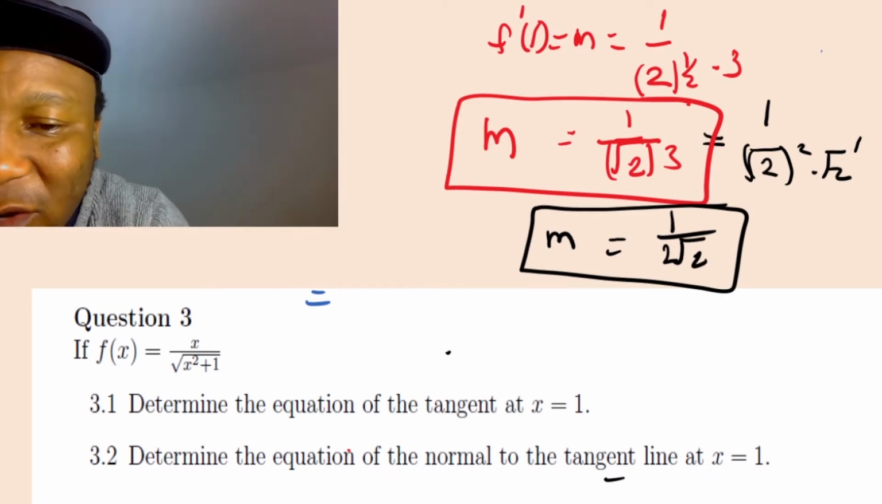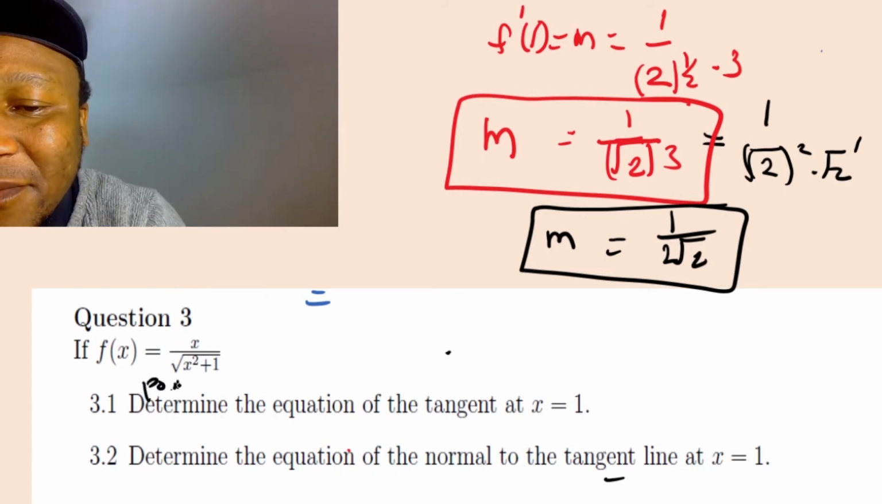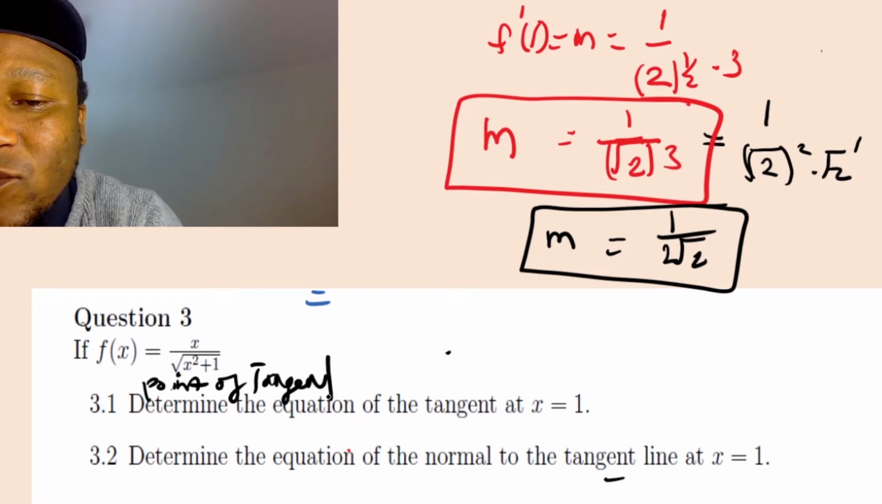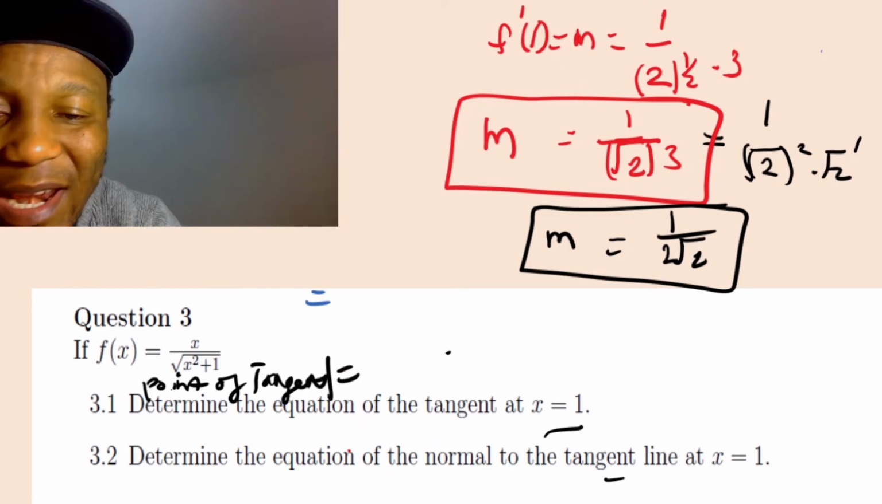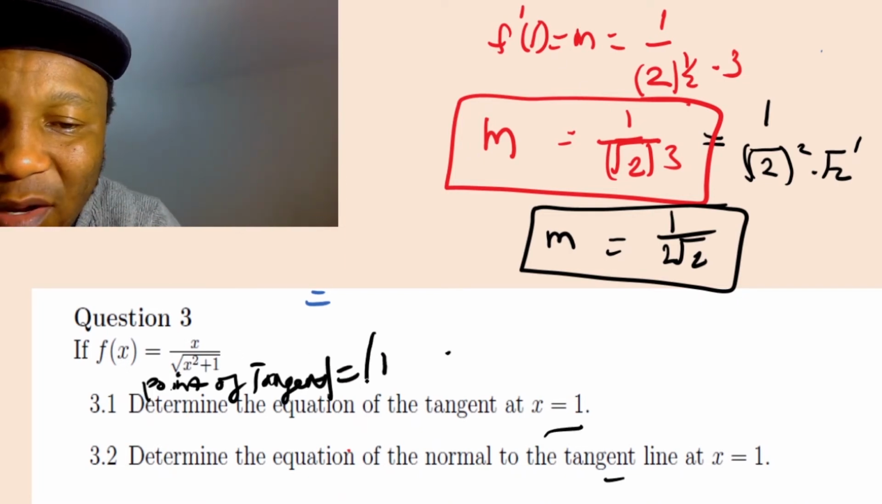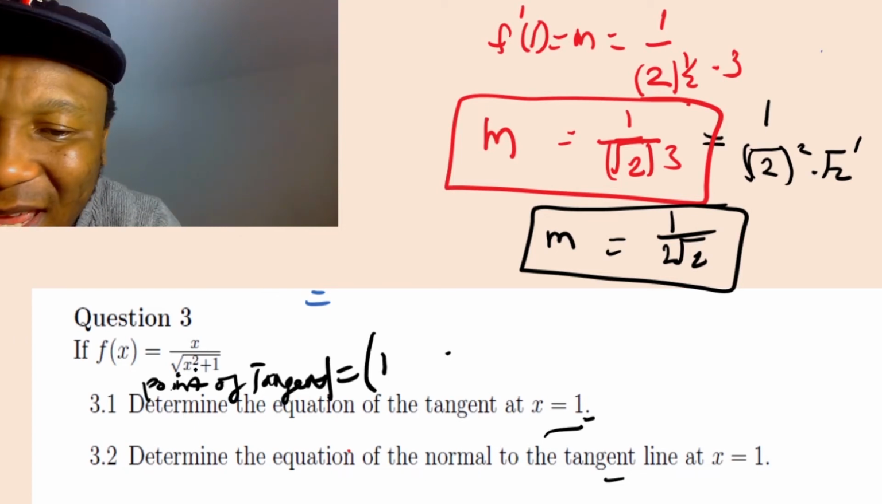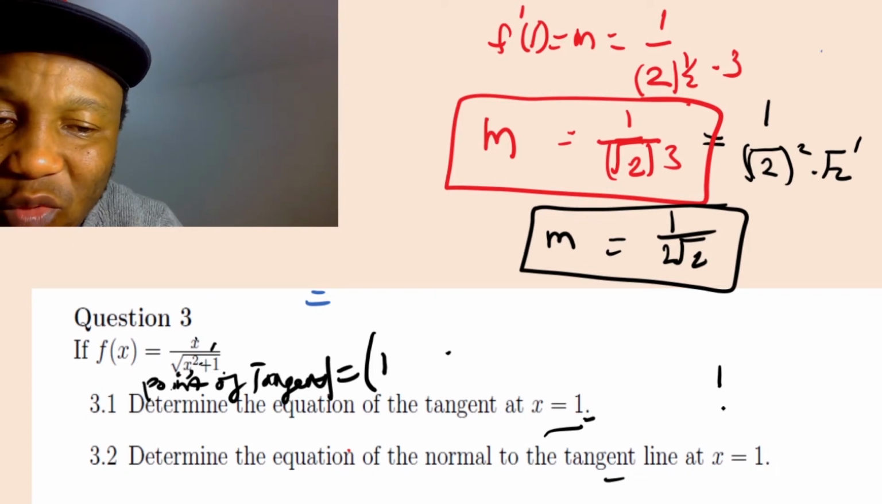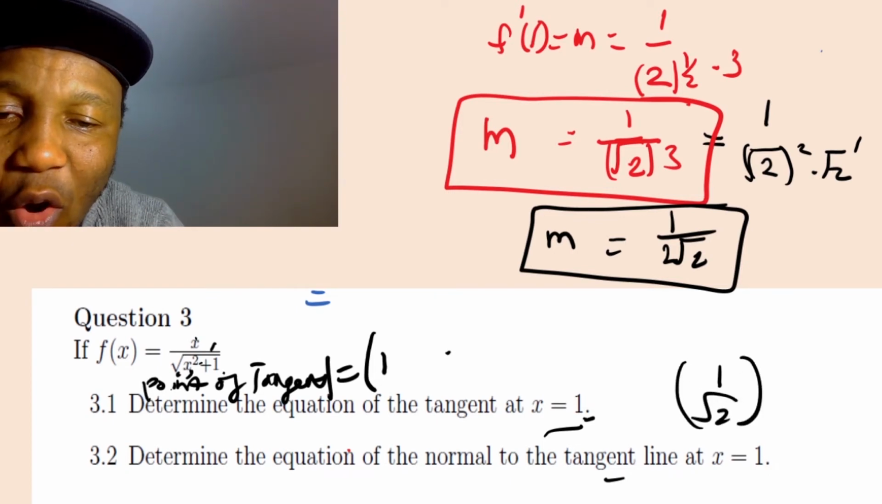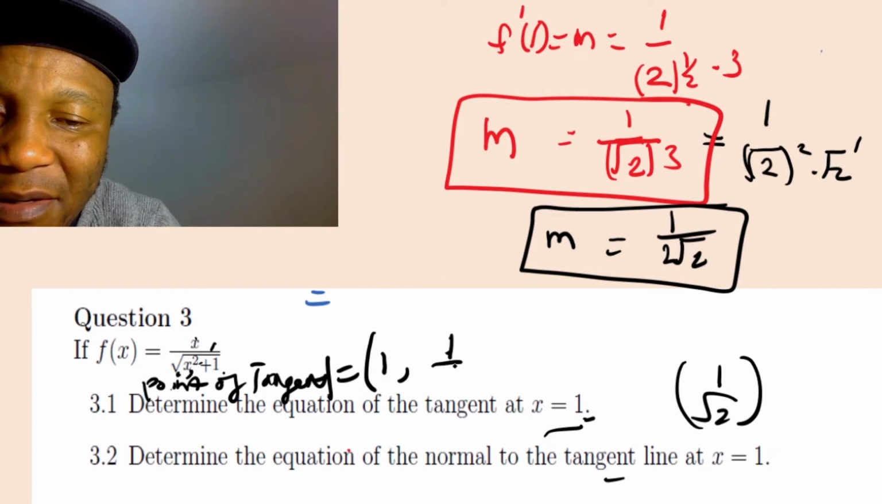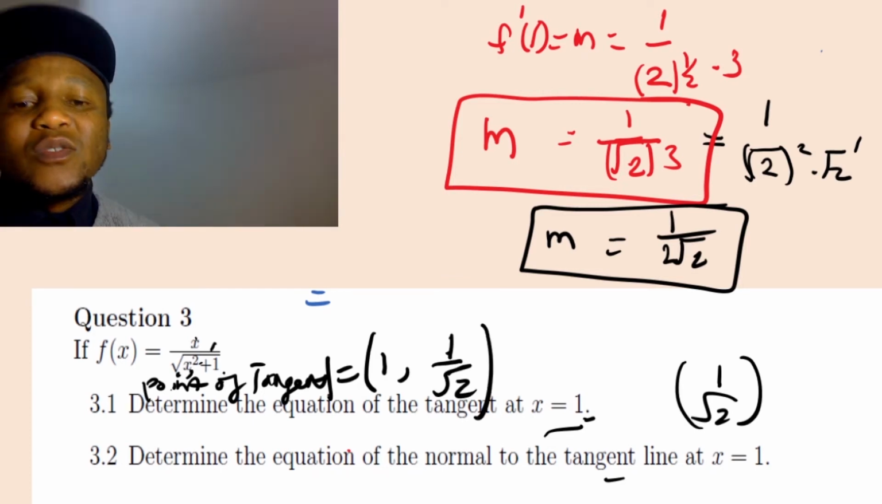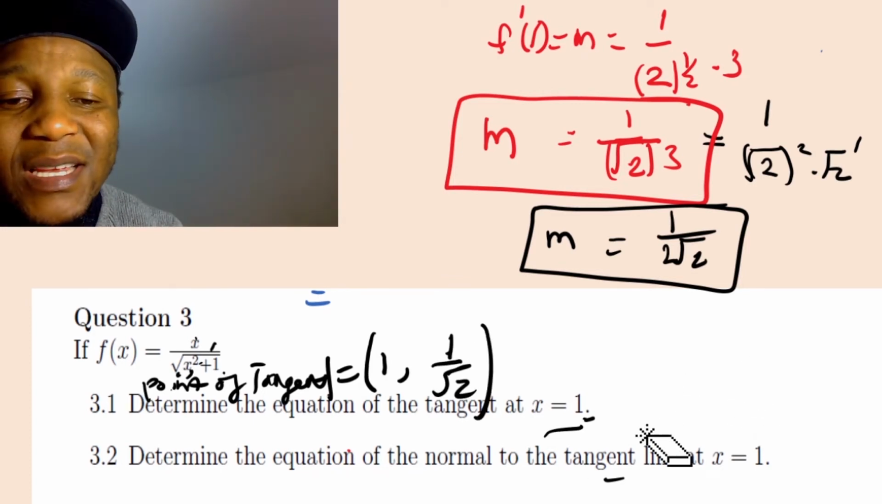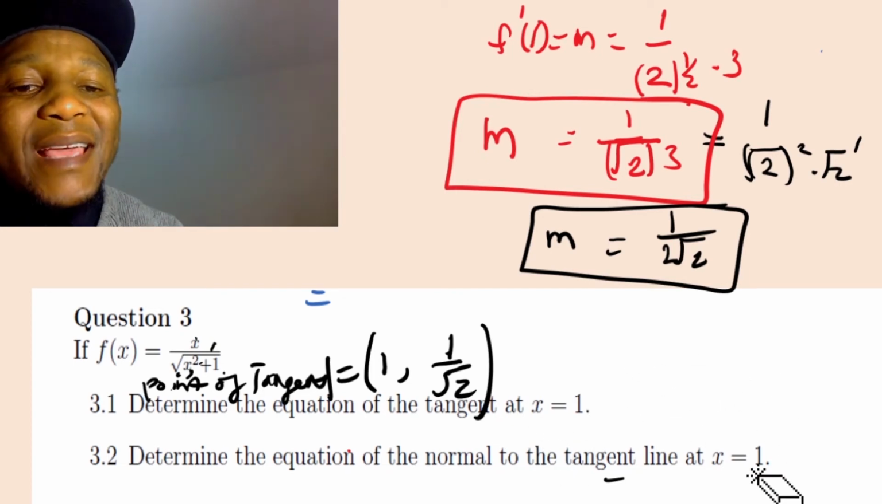So let's find the point of the tangent. Look, when x equal to 1, let's substitute in the original equation. When x equal to 1, what is the value of y? Put this 1 in here. So it's going to become 1 over 1 squared, 1 plus 1 equal to 2. Oh, so it's going to become what? 1 over square root of 2. See? That's the point of the tangent. So for that case, I have everything.